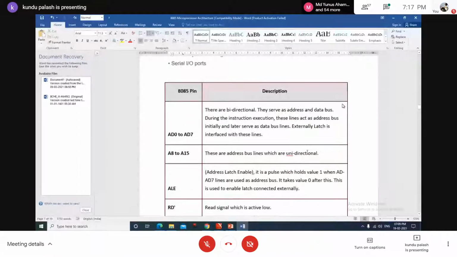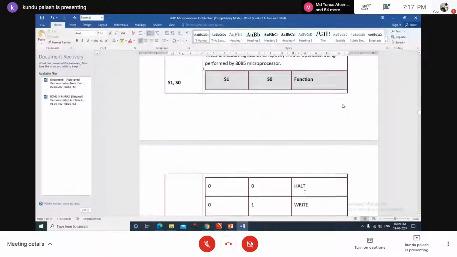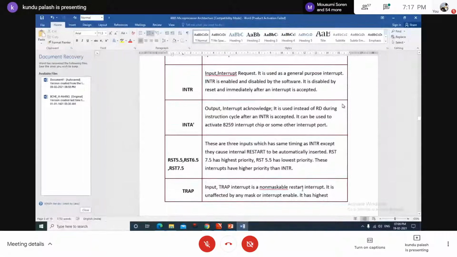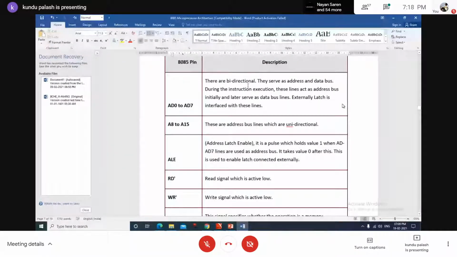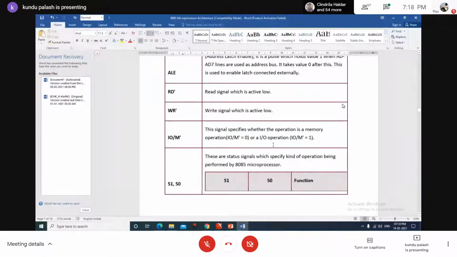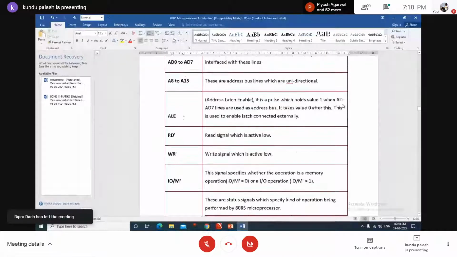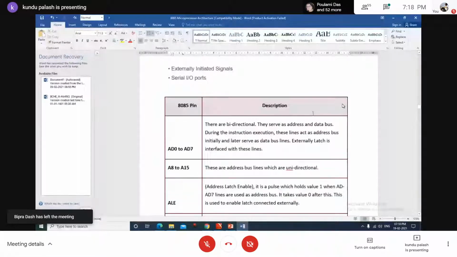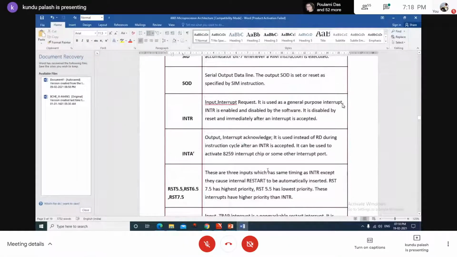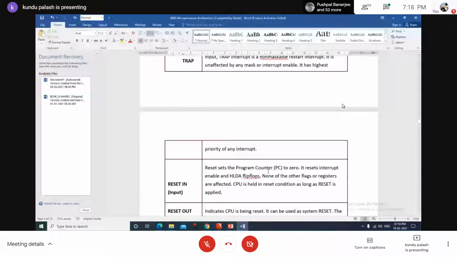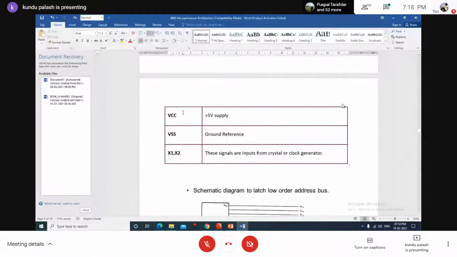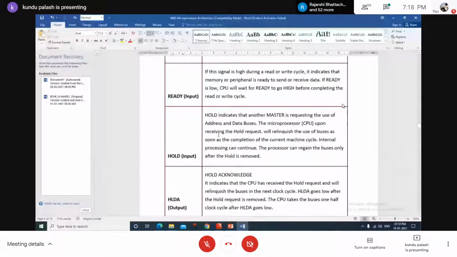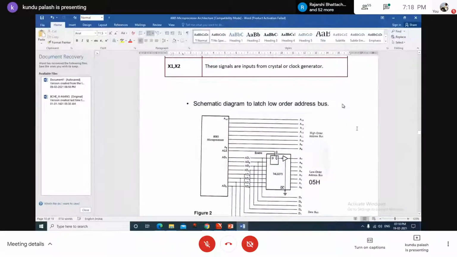And the description of the group of signals associated with the microprocessor is described here. We will study individually what is meant by the address data bus, what is meant by IO/M bar, read bar, write bar, that is timing and control signals. There is address latch enable, ALE, what is its role? These are written here in the description column. So this is the fundamental understanding of how a microprocessor chip can work. Until and unless you know the functions of each associated pin, ultimately you cannot proceed further.